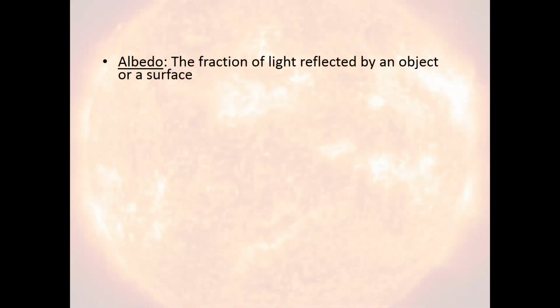Let's talk more about this albedo, what it actually means. It represents how much light is reflected by an object. So for every beam of radiation that hits an object, how much of that is reflected back out? Well, you can actually identify the albedo of an object by simply looking at how dark or light it is. The lighter colored the object is, the higher the albedo.